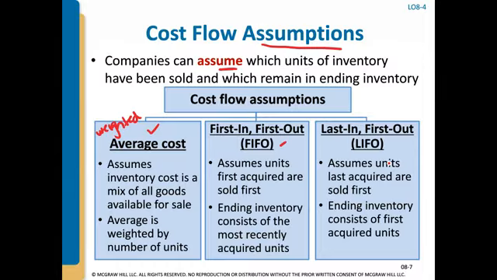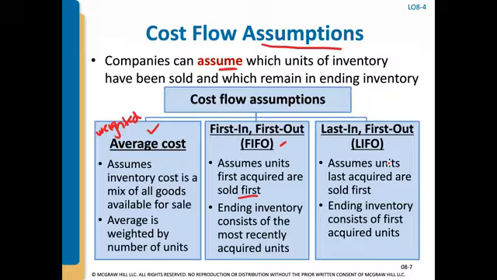You have first in, first out, also known as FIFO, which means that the units that we first purchased are the first ones sold. So think about a Pez candy. I don't know if you know what Pez candy looks like, but in Pez candy, you put the candy in, and the first candy that you put in is the first one that comes out.